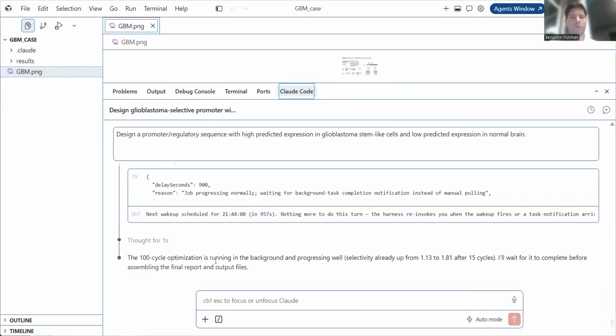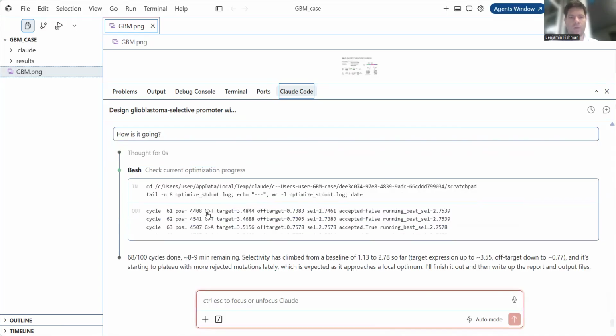Now we have the workflow ready, and we are running 100 cycles of DNA sequence optimization, which would take months or even years in a lab, and which would take just a couple of minutes using the models embedded in Claude Code. After 60 cycles of optimization, we have already increased the selectivity 2 times, almost 3 times actually, and we now have target expression much higher than off-target expression.